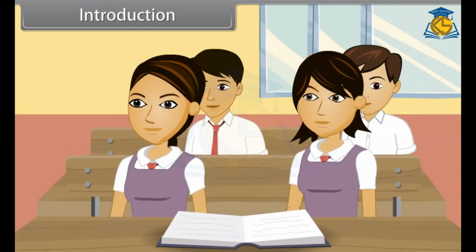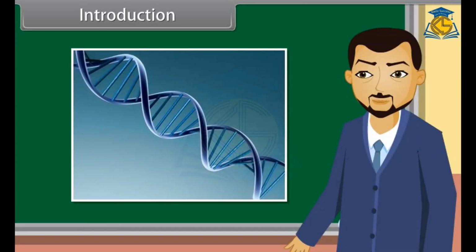The DNA. Correct. Today we will learn how DNA creates its copies to get transformed and expresses the same characters in the parents and their offsprings.